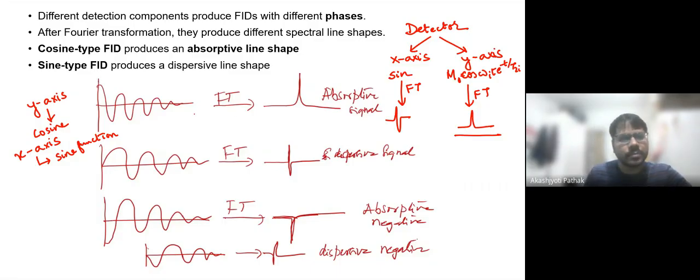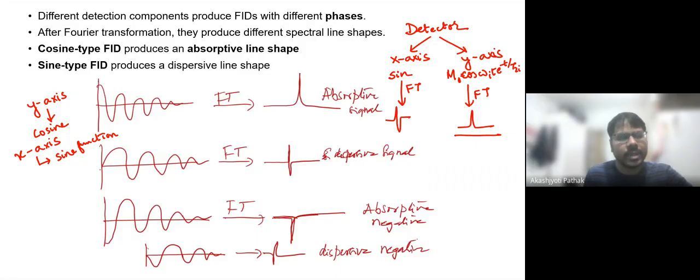Okay, so that is what is shown here. If it is a cosine function, you do a Fourier transform, you get an absorptive signal. If it is a sine function, you do a Fourier transform, you get a dispersive signal. Now your absorptive signal can be a positive absorptive signal, it can be a negative absorptive signal. So if your free induction decay, this time domain signal, has this type of shape, then if you Fourier transform this free induction decay, you will get a negative absorptive signal.